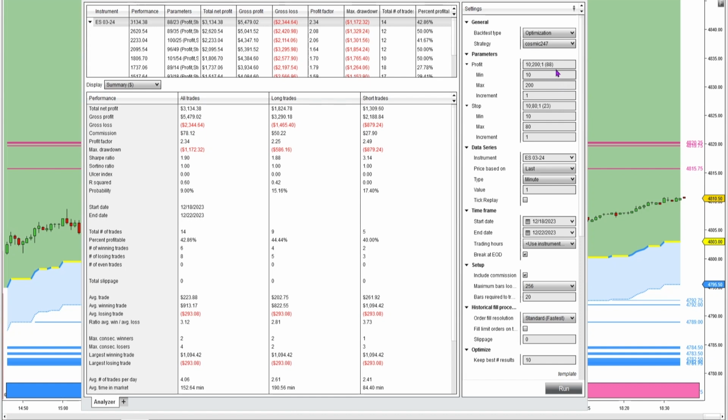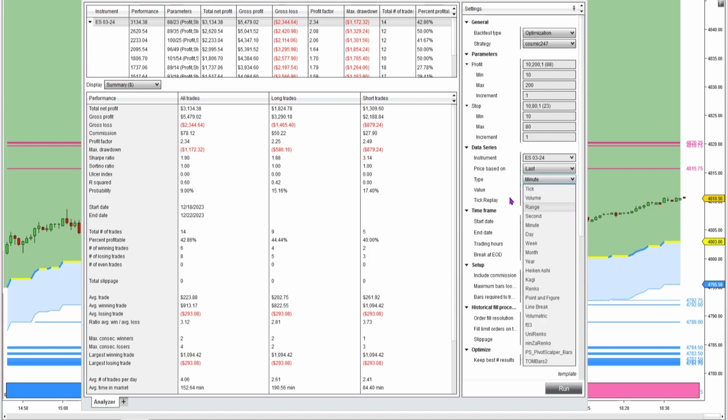But this gives you an idea of what profit and stop loss you might want to be looking at if you're trading it manually. Profit target of 88, stop of 23, and you could backtest this for any different time frame on any different type of chart.